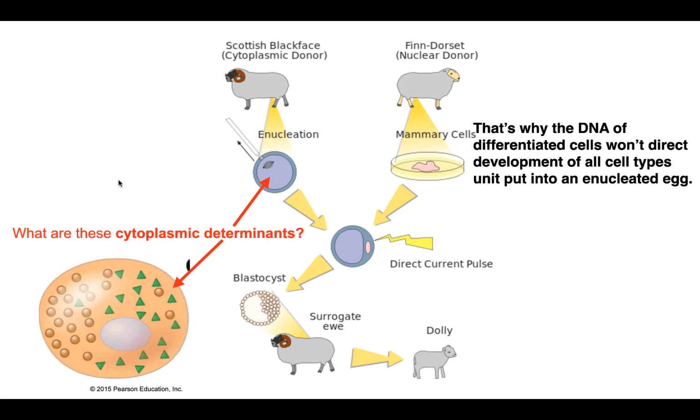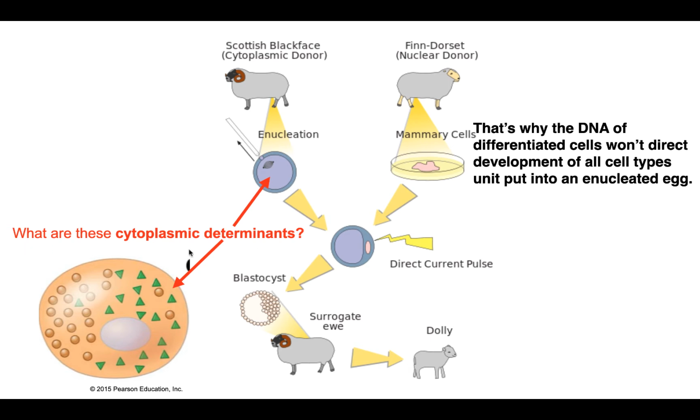So these cytoplasmic determinants are why the only way we can get the DNA from a differentiated cell like mammary cells to direct the development of all other cell types was to take that nucleus, take that DNA and put it into an enucleated egg. Well, the reason we had to do that was because of these cytoplasmic determinants. They were necessary to reprogram that DNA and get it to divide properly and become all of the various cell types necessary to give rise to a new offspring.